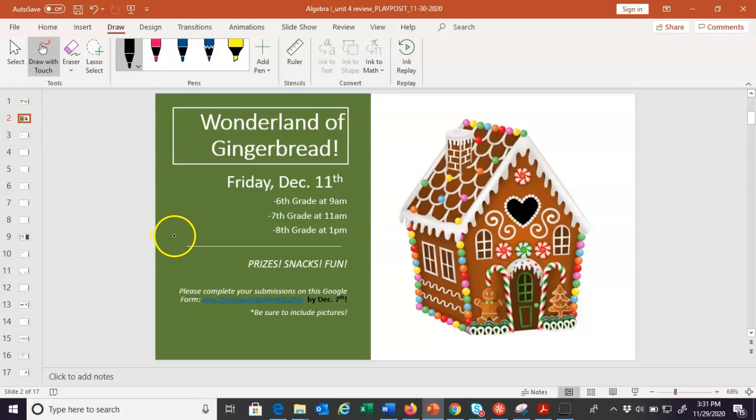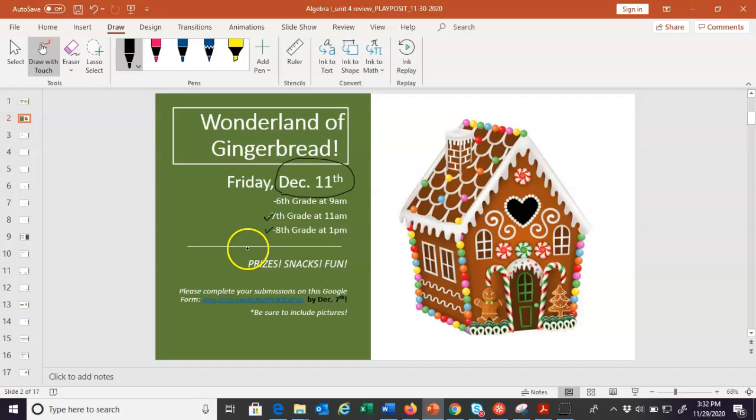Just one quick announcement. You may have seen this in the newsletter already, but coming up pretty soon, I think it's 2 weeks from now, we are having our Wonderland of Gingerbread Assembly on Friday, December 12th. I'm so excited. Each grade level has a different time for that assembly. 7th grade's at 11 and 8th grade is at 1 p.m. on that Friday. This is optional, but it's so much fun.